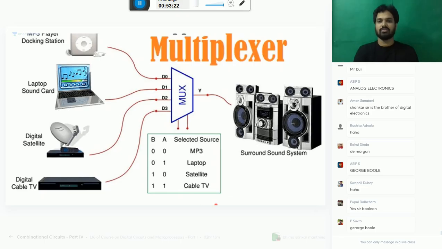See this simple example. Now listen, very simple, a good example you can visualize. You have some kind of system, your iPod, laptops, different sound systems are connected. I will be using one multiplexer which will select any one of these based on the selection lines B and A. It will select the source and connect that line to this system. Who is giving input to this system, maybe this MP3 or laptop or your satellite or your cable TV, is decided by this multiplexer. You got the picture? This fellow is doing that.